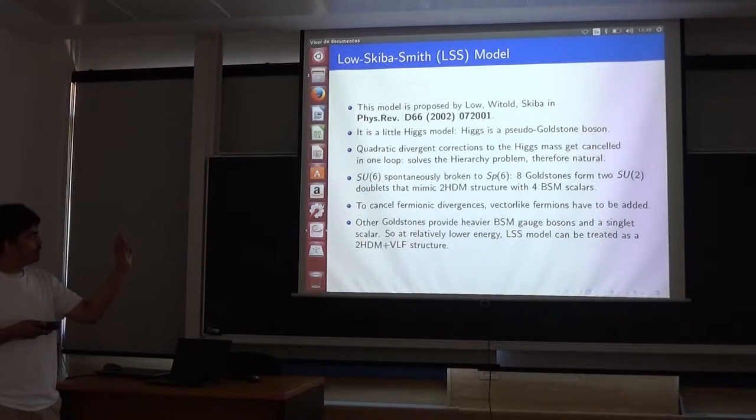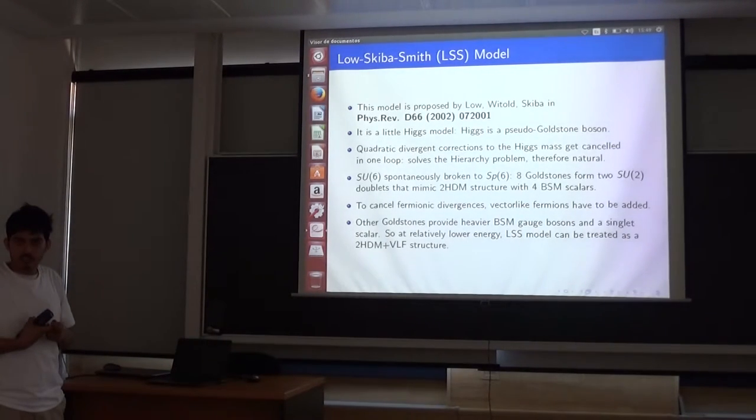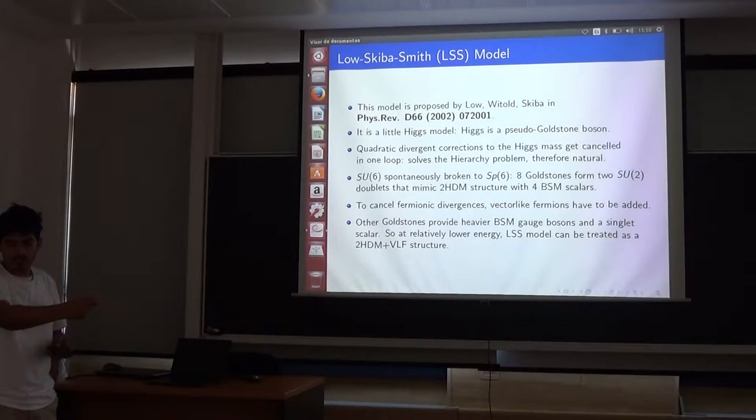Yes, there is an SU6 spontaneous breaking scale, so every mass is necessarily related to that scale, but the standard model ones get corrections from other loop corrections. One general scale is there, so the vector-like fermions have a mass of that scale. As for the Goldstones, generally they are massless, but they pick up some mass from the loop corrections, so they become pseudo Goldstones. So those masses are not that high, still around 1 TeV.